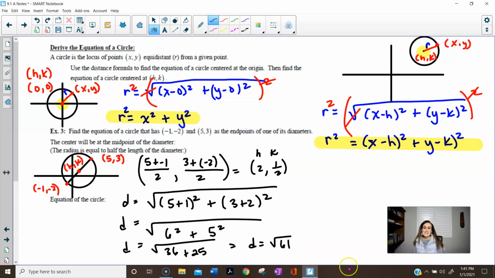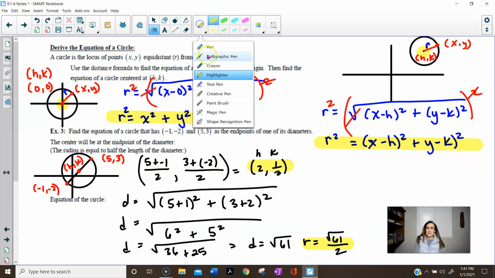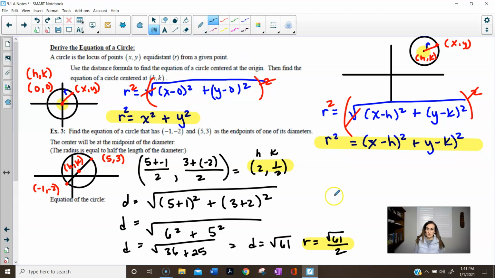Now keep in mind, that's the diameter, but I want the radius for this problem, so I can write the equation. So the radius is half of the diameter, so the square root of 61 divided by 2. So now what we're going to do is I have H, K and I have the radius, so I'm going to use this equation right here, and I'm going to write the equation of the circle.